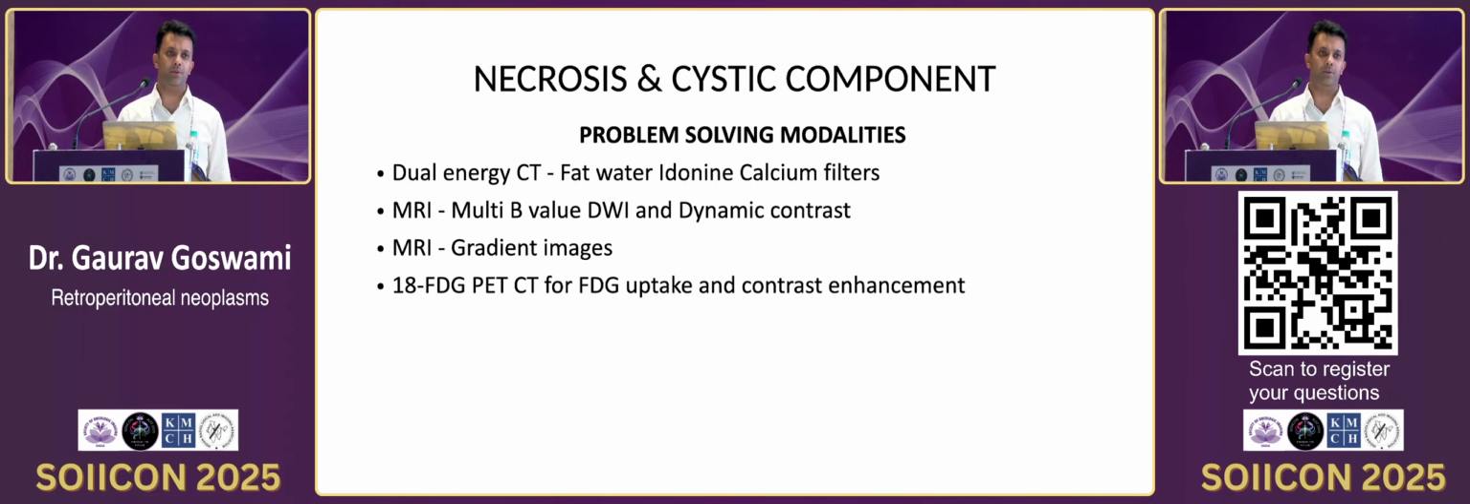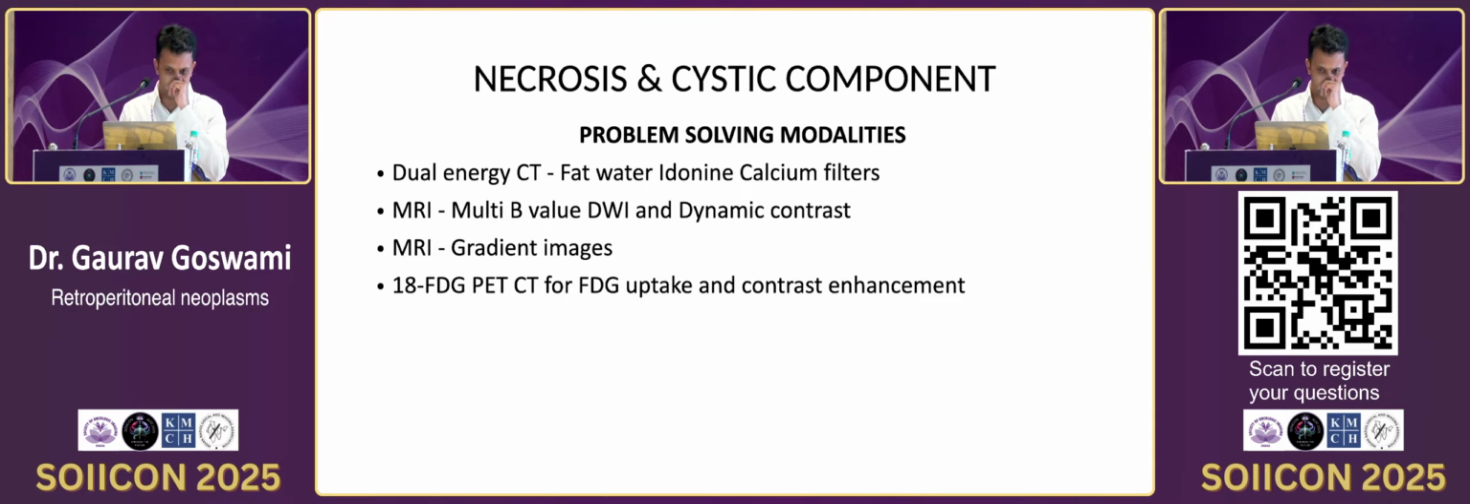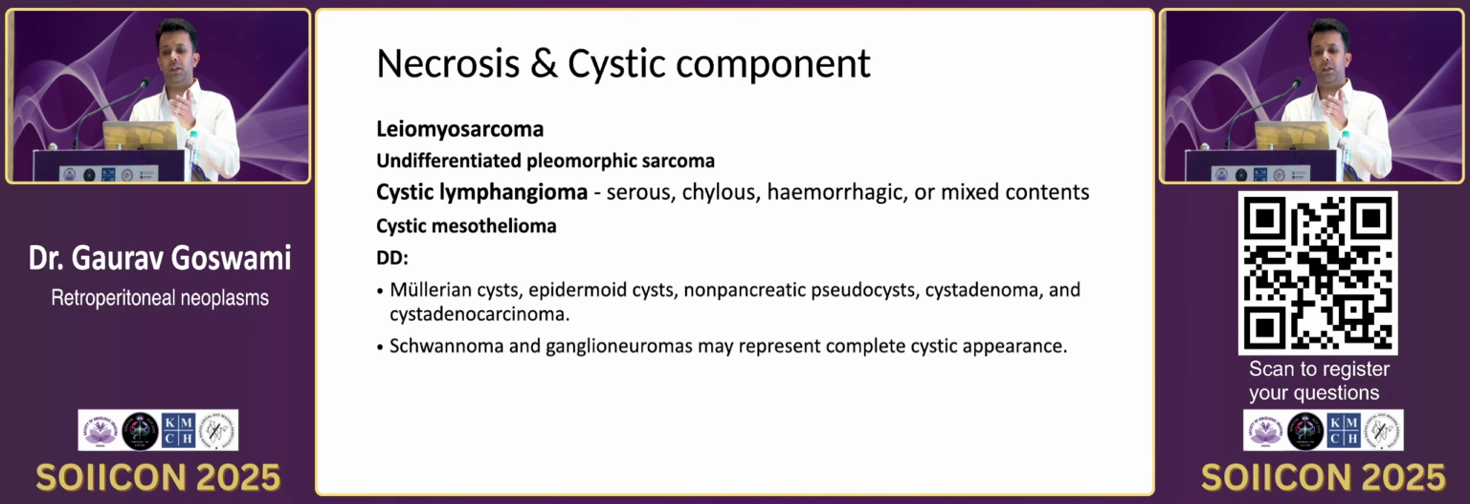Necrosis and cystic component, that is the last component which you are supposed to characterize. The problem solving modalities are again MRI and CT, where MRI gives you differentiation between fluid, chyle, hemorrhage, different ages of blood and pus. So in this case, MRI is far better than CT. What are the necrotic and cystic lesions?